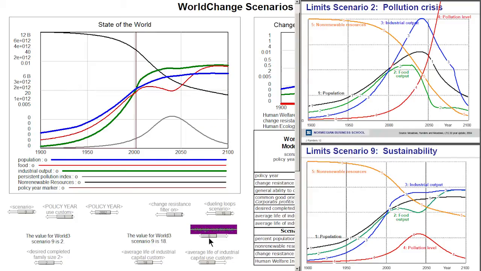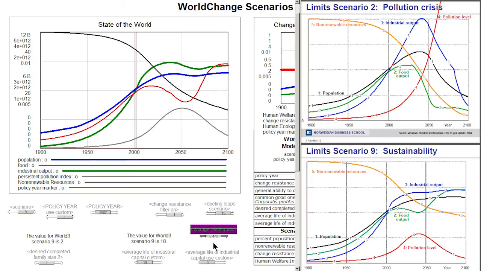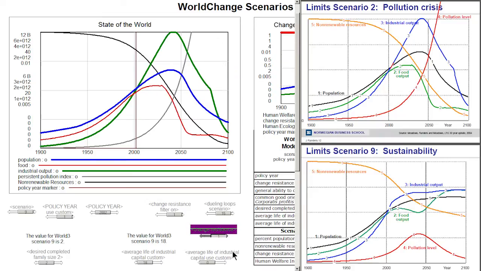Here, with 0 change resistance, we're now overriding the change resistance subsystem. The World 3 scenario right here is the same as solved, no change resistance. All solutions are getting through. But if we gradually move it from 0 change resistance to 100%, we're back to scenario 2 of World 3. In other words, the problem's totally unsolved, business as usual is happening. This tells us that the difference between these two scenarios, number 2 and 9 in World 3, is a matter of overcoming change resistance.